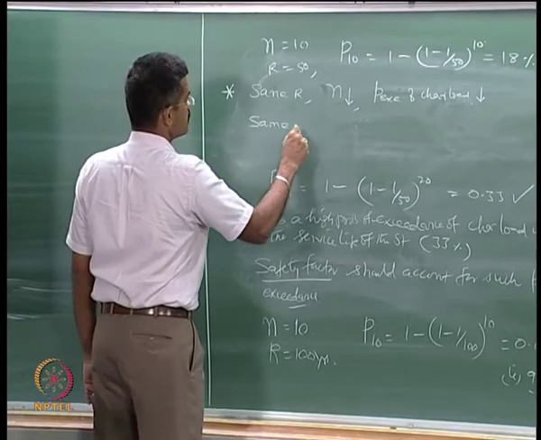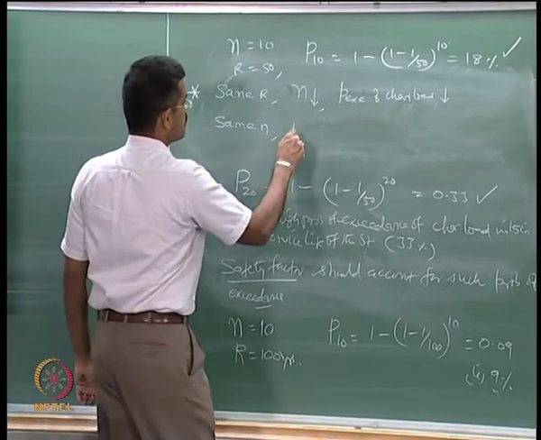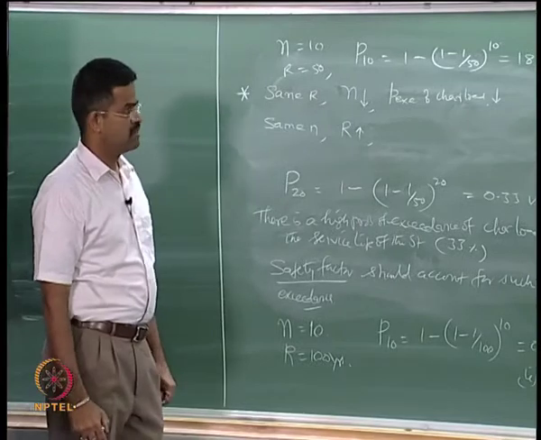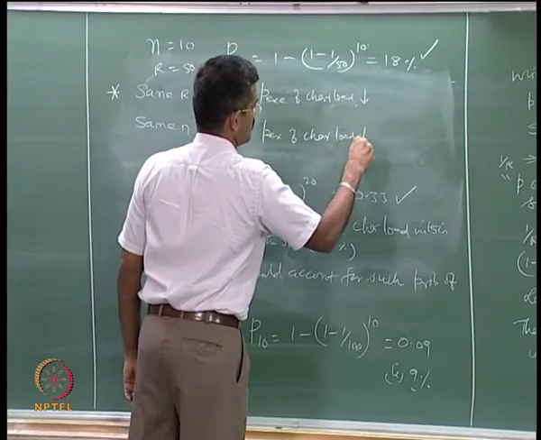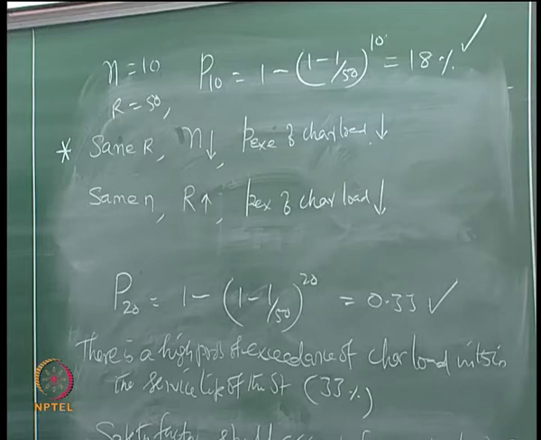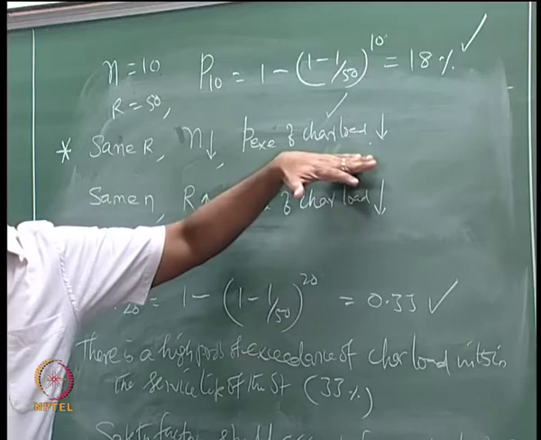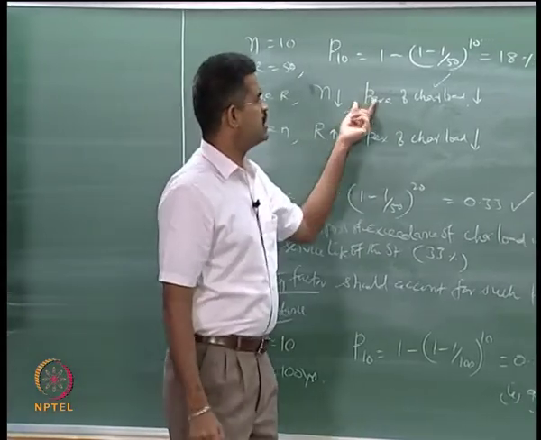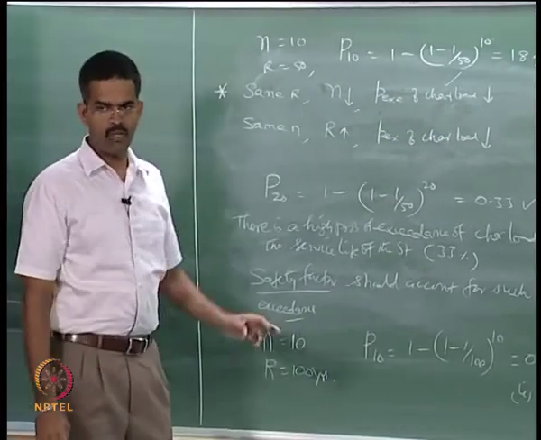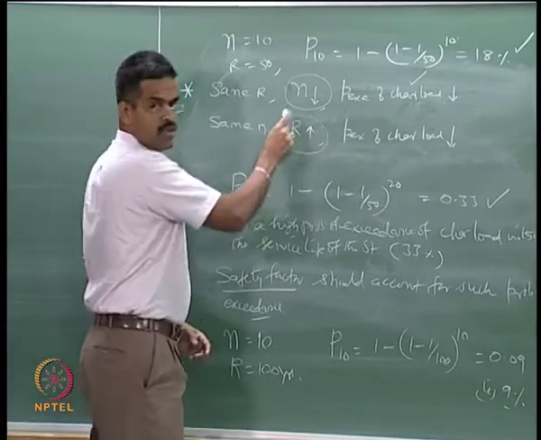For the same service life, I am comparing this with this. If return period is increased, probability of exceedance of characteristic load is reduced. What we want is this statement. I do not want the characteristic load to be exceeded. That is the desire in the design, is it not? The probability of exceedance of characteristic load should be as minimum as possible. I can do this in two ways. I can reduce the service life of the structure or increase the return period of the load.